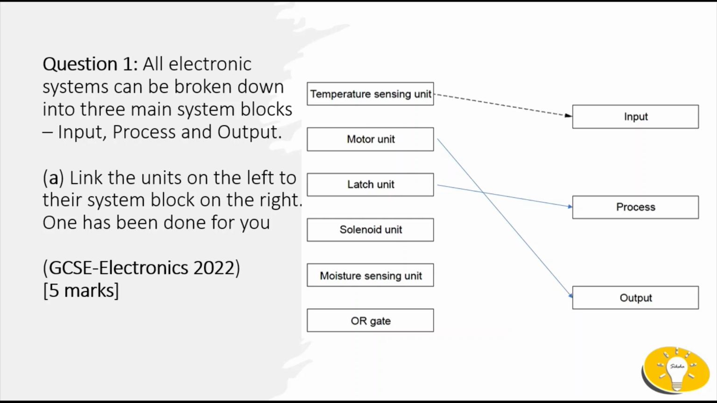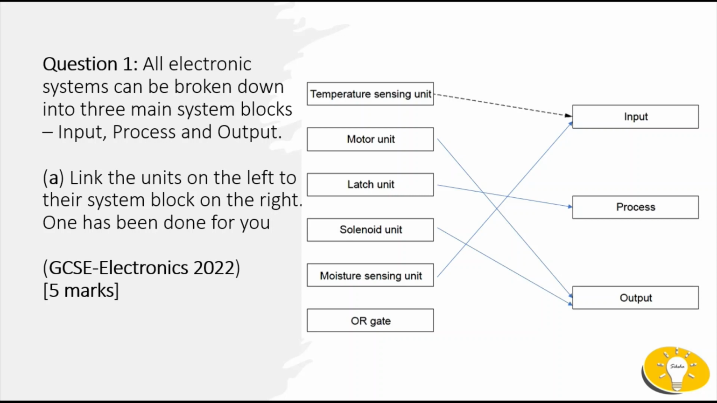Solenoid unit. Solenoid unit is an output unit. You might remember from one of the previous videos, it's used to control the flow of water in the pipe. So it provides a linear motion along X and Y direction. Now moisture sensing unit, it is obviously an input unit, isn't it?